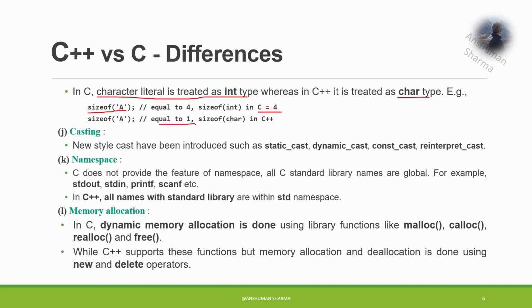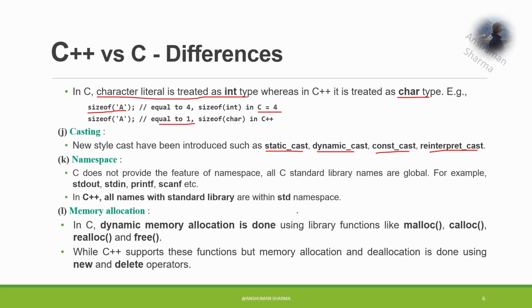Next, we come to casting. No doubt there are implicit and explicit casting rules, as you remember. These are both available in C and C++, but new with C++11, new style casts have been introduced: static_cast, dynamic_cast, const_cast, and reinterpret_cast. These are new style casting operators.